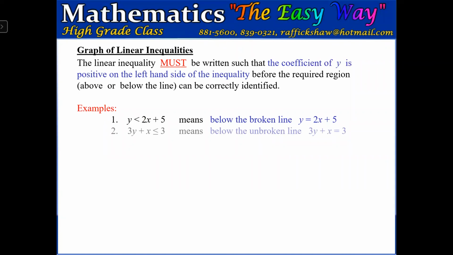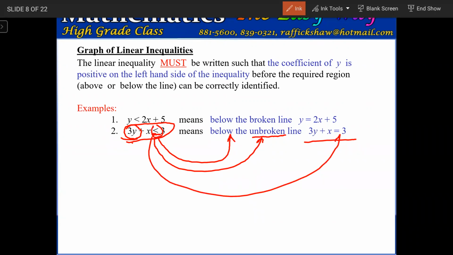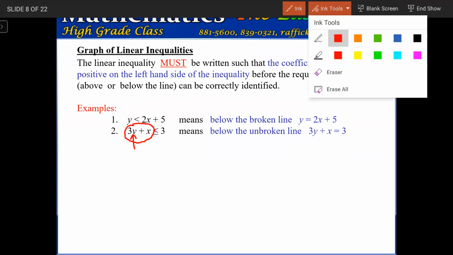All right, let's look at another example. Again, the y value over here is a positive y value. So less than means below again, see there? This time the line is drawn unbroken or solid because the equal is there. And then the line that you draw, the one associated with the inequality, is like you're writing about the same thing, but instead of putting the inequality, you put the equal sign. That's the line associated with it. So for this one, I want the line 3y plus x equals 3. I'm going to draw it solid or unbroken, and then I'm going to shade below the line because over here, the y is a positive y value. Let's look at another example.